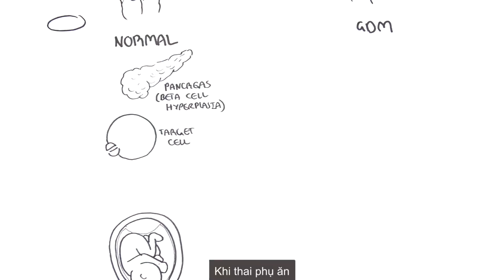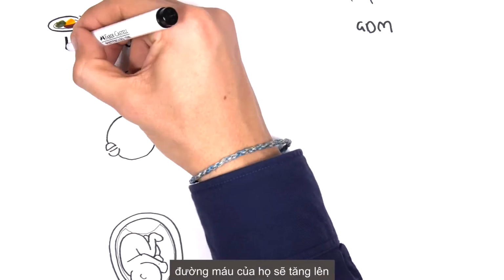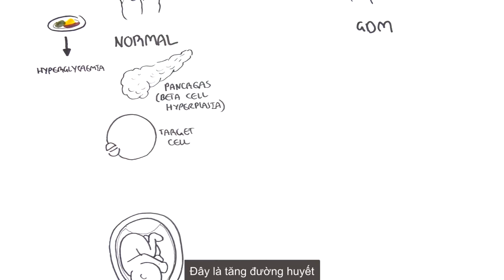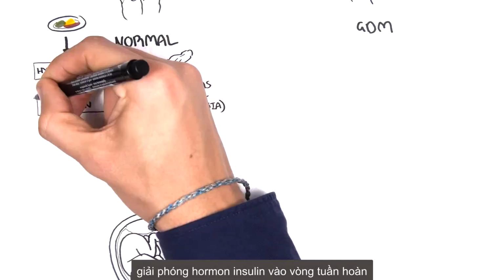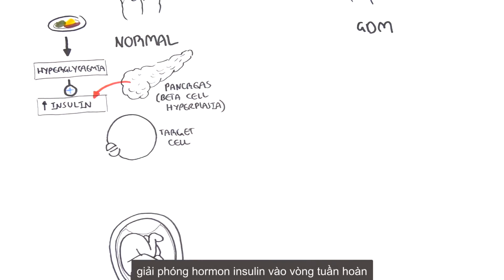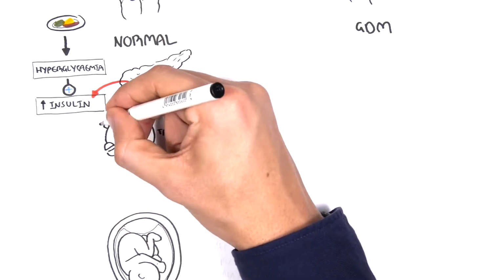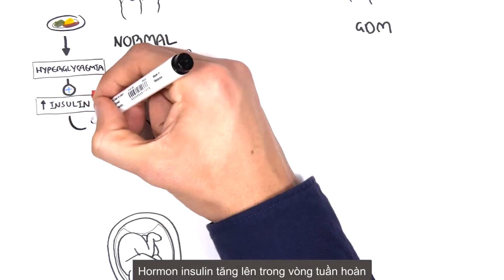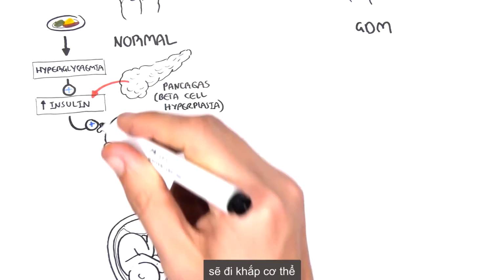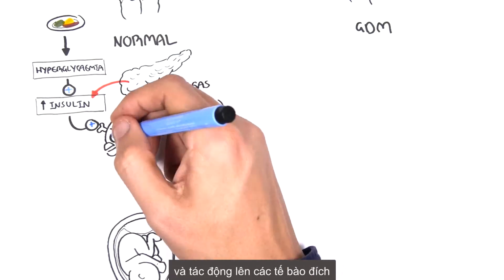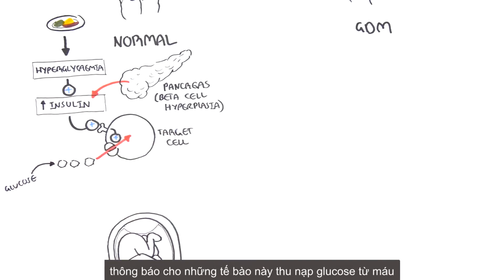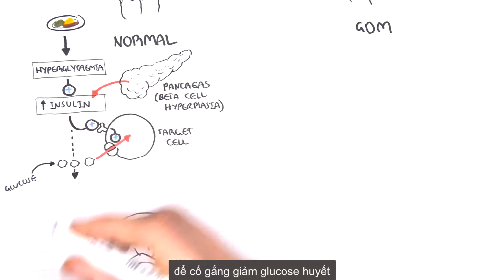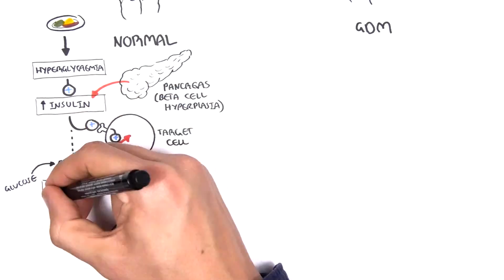When a pregnant lady eats, their blood glucose rises. There is hyperglycemia. Hyperglycemia will stimulate the beta cells of the pancreas to release the hormone insulin into circulation. The increase in insulin in the circulation will go around the body and then target specific cells, telling these cells to take up glucose from the blood in the attempts to reduce blood glucose.